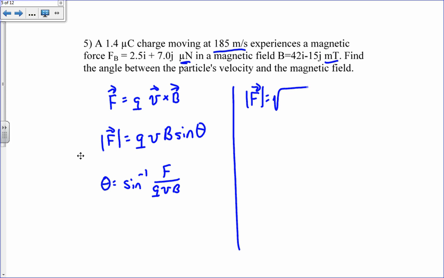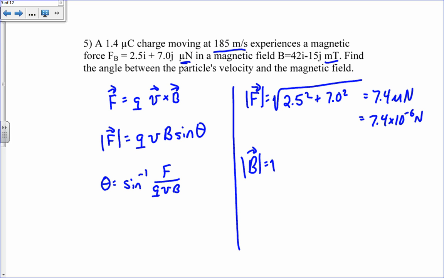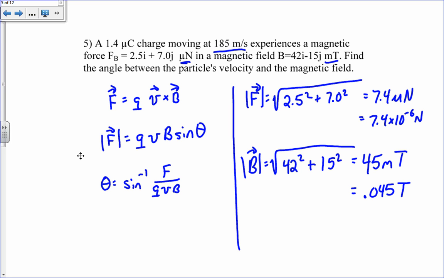The magnitude of the force, using the Pythagorean theorem, is the square root of 2.5 squared plus 7 squared. That gives me a magnitude of 7.4 micronewtons, 7.4 times 10 to the minus 6 newtons. And then the magnetic field is 42 squared plus 15 squared. That gives me a magnitude of 45 millitesla, which is equal to 0.045 tesla, just moving the decimal over 3 places.